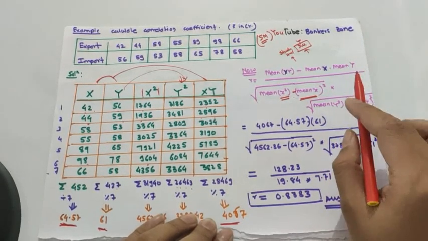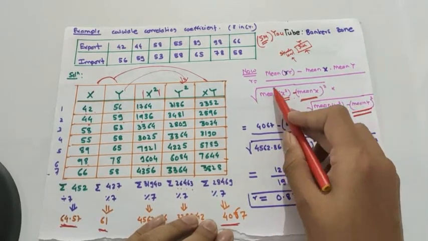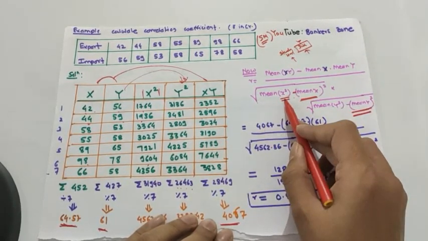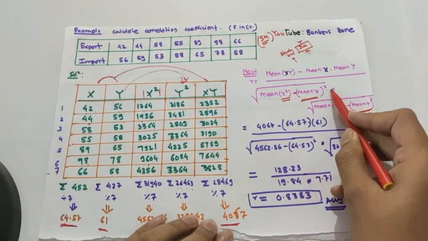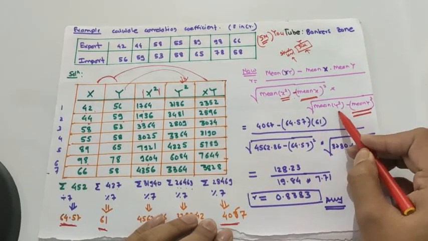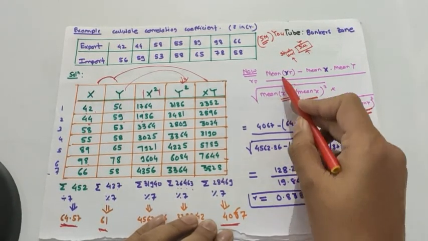Just remember the formula. Mean of xy minus mean of x into mean of y, divided by under root of mean of x square minus mean of x bracket square. In the second root, that is multiplied by under root of mean of y square minus mean of y bracket square.